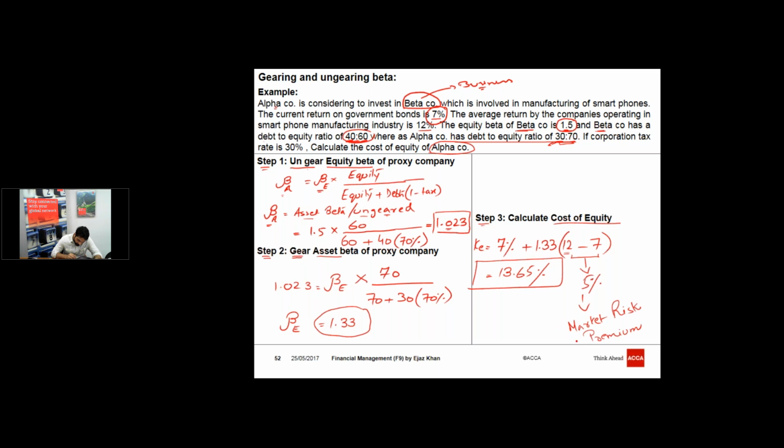So if the question has given you the market risk premium, just put it here. You don't need to subtract anything, just multiply it with the equity beta and add the risk-free rate of return. So do read the question carefully. Sometimes it might give you the market return, and sometimes it might give you the market risk premium. So you don't need to subtract anything from the market risk premium.